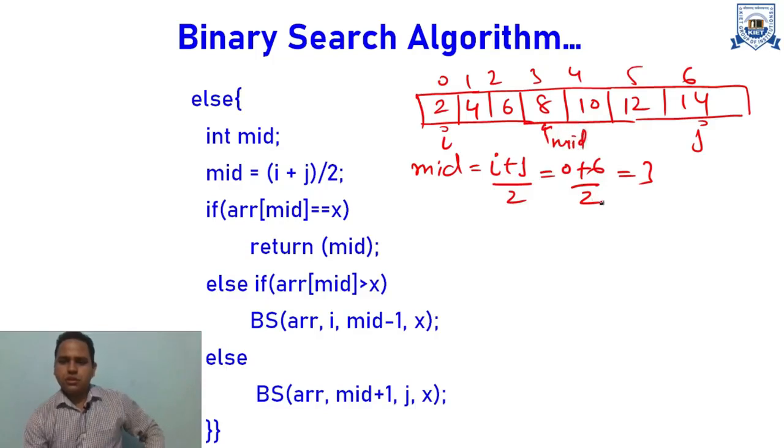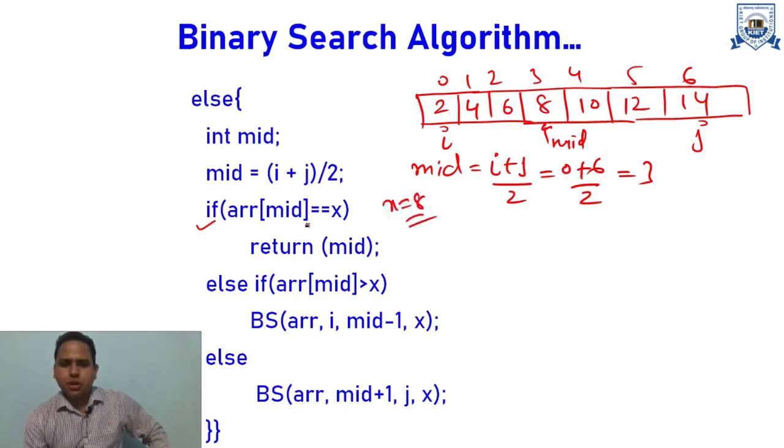Okay, this is our mid. Now here you can see we are comparing, first, if AR of mid equals x. So what is AR of mid? The AR of mid is 8. Let's take, suppose, x is 8 first.